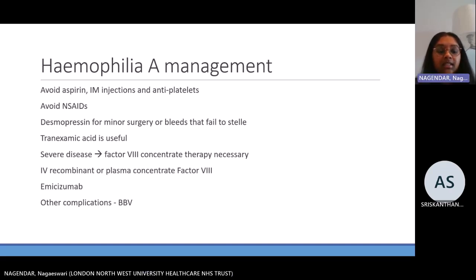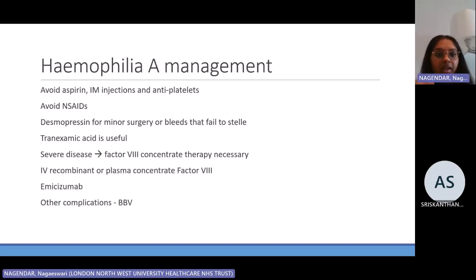In severe disease, patients will need to be treated with factor VIII concentrate therapy. And this is just to raise the level of factor VIII in the blood to hemostatic levels. And what that means is we can achieve hemostasis with that level of factor VIII. That's what we're aiming for. So there's either IV recombinant or plasma concentrate factor VIII that we can give patients.